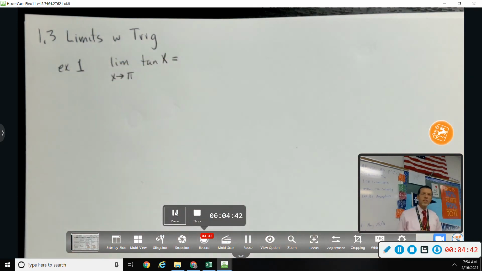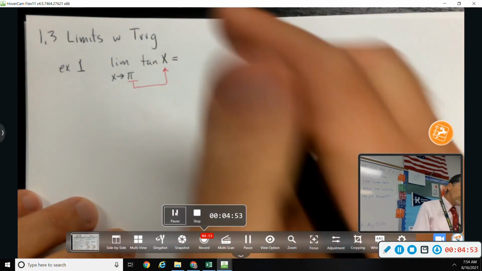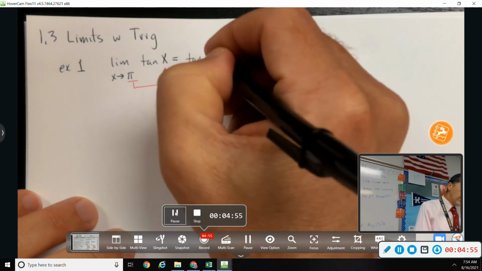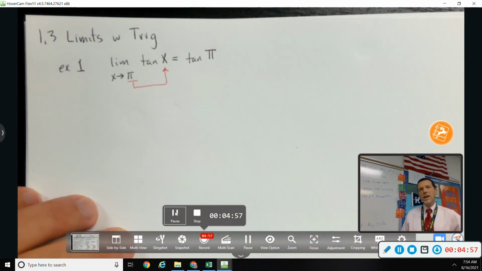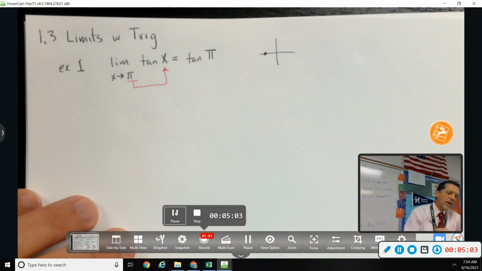Limit as x approaches pi of tangent of x. So as always, we're going to try substitution first. Tangent of pi. Well, like we saw earlier, I don't have these memorized. I got to draw the picture every time and then think about it.